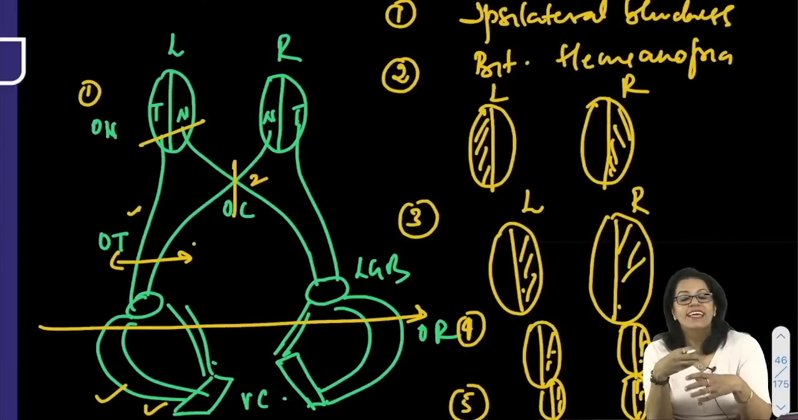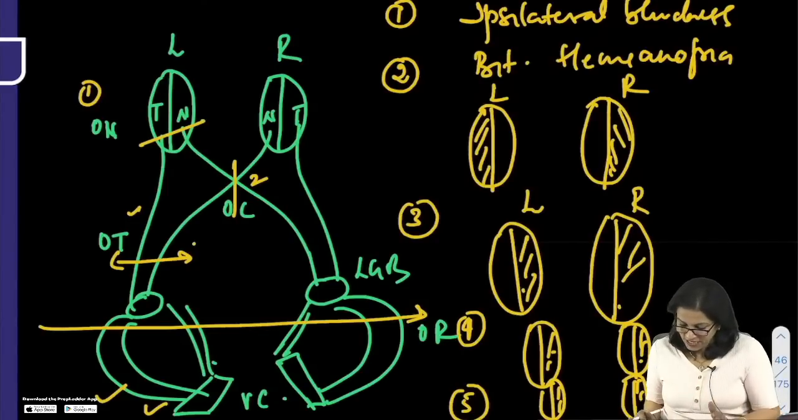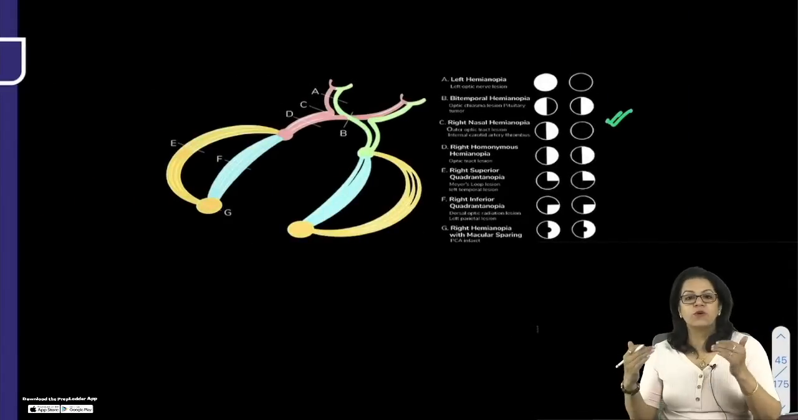So what do you get? Congruous homonymous hemianopia. So first you should be very clear about this. Right. Okay, so once we know this, very quickly, too much of the theory and details is not possible.